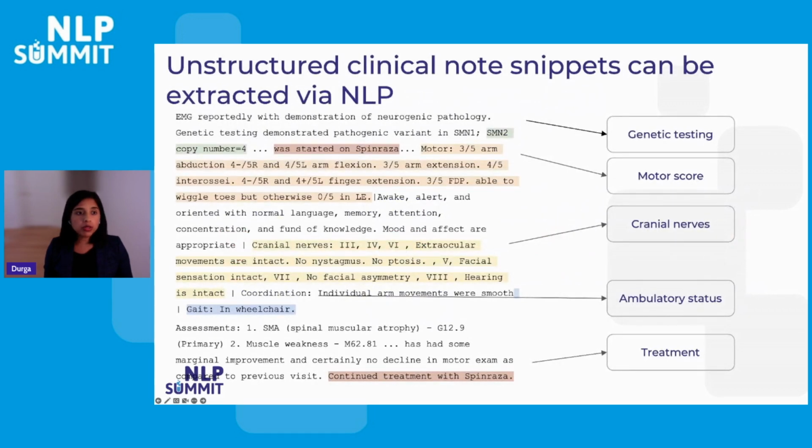Here's an example of how we pull clinical note snippets via natural language processing. So if you look at this neurology note, you can see that there are various text snippets that apply to different domains. There's one that really applies to the genetic testing. Then there's motor sensory information. There's also information on the ambulatory status. And then there's some information on treatment. All of that can be put together to develop an algorithm.